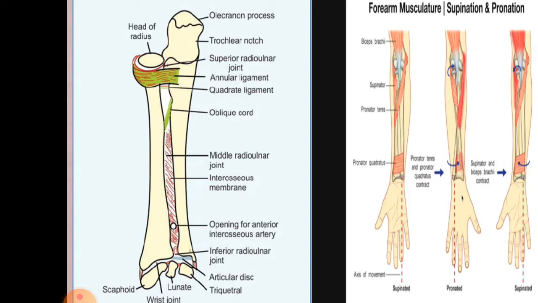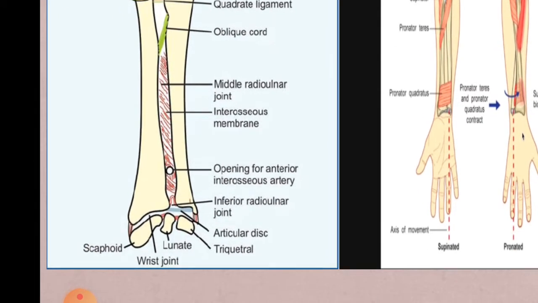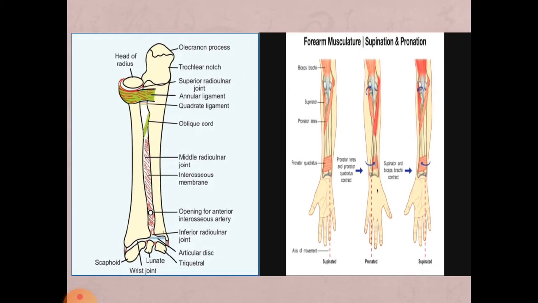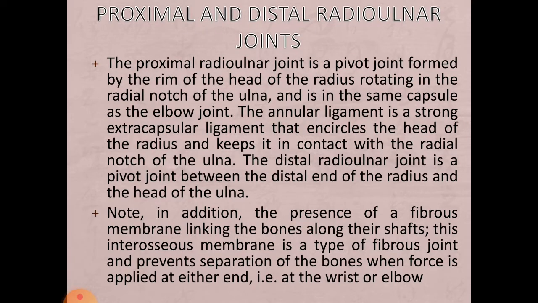And here you can appreciate the distal radioulnar joint. And between the radius and ulna there is the interosseous membrane that provides extra stability to this joint. The proximal radioulnar joint is a pivot joint formed by the rim of the head of the radius rotating in the radial notch of the ulna, and is in the same capsule as the elbow joint.